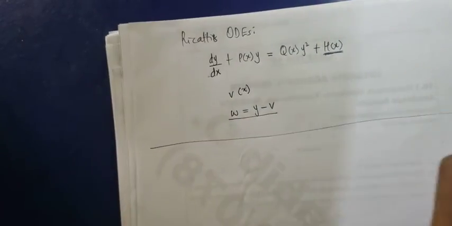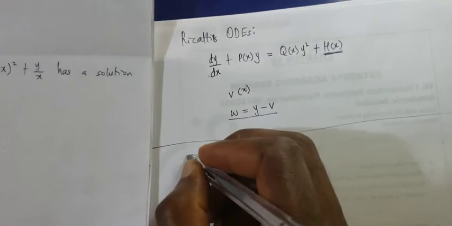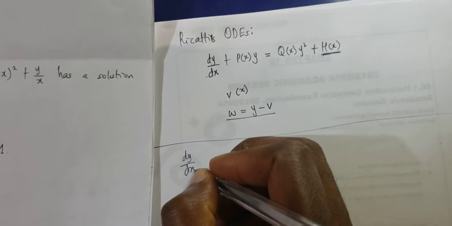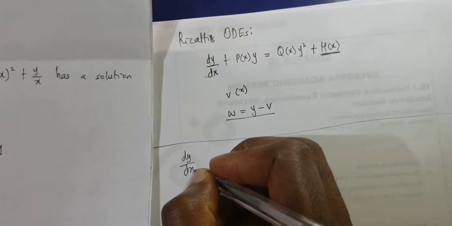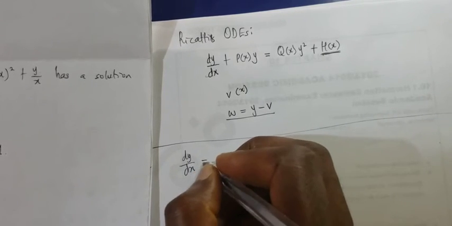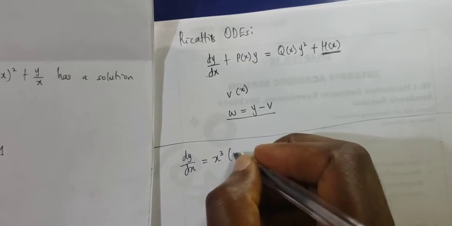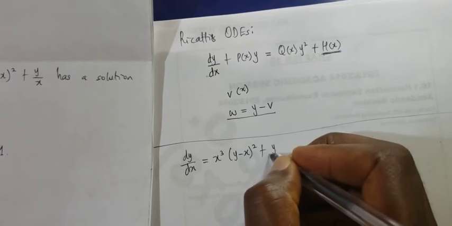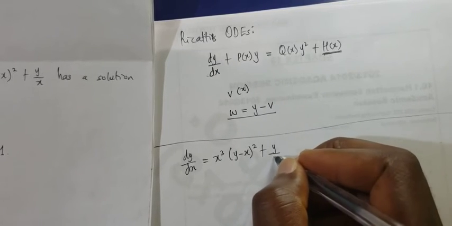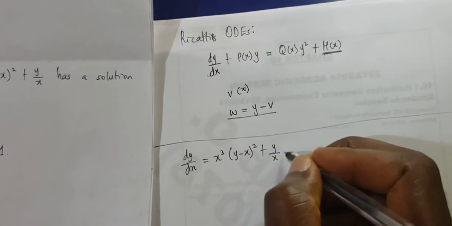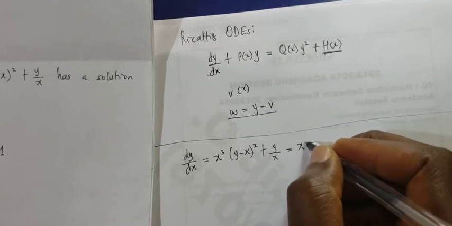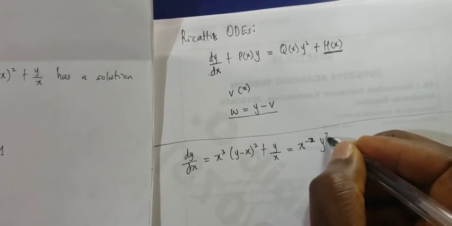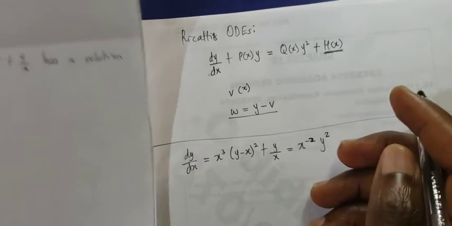In this example we are told that dy/dx is equal to x to the power 3 into y minus x, all squared, plus y over x is equal to x to the power minus 2, then y to the power 2.